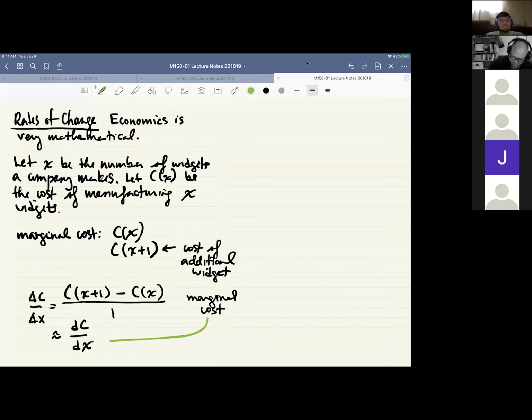So from a computational perspective, we're going to look at the marginal cost as being the derivative here, and it's going to tell us the cost of making an additional widget. It's an approximation, but that's okay. This is how they do it. They use the derivative. Okay, so I'm going to underline that. Marginal cost.